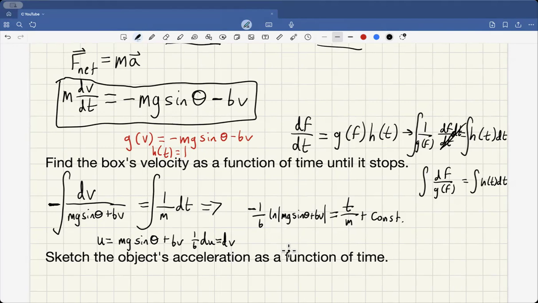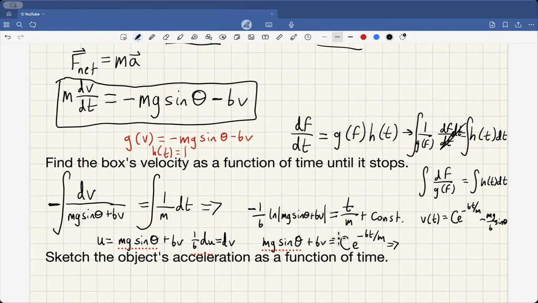And if you simplify or rearrange, because we wanted to solve for velocity, what you're going to get is mg sine theta plus bv equals a constant times e to the negative bt over m. So if you wanted to solve that for velocity, pretty easy to do now, right? Move the mg sine theta over to the other side, divide everything by b, so you get v of t equals a constant times e to the negative b over m times t, minus mg over b sine of theta.